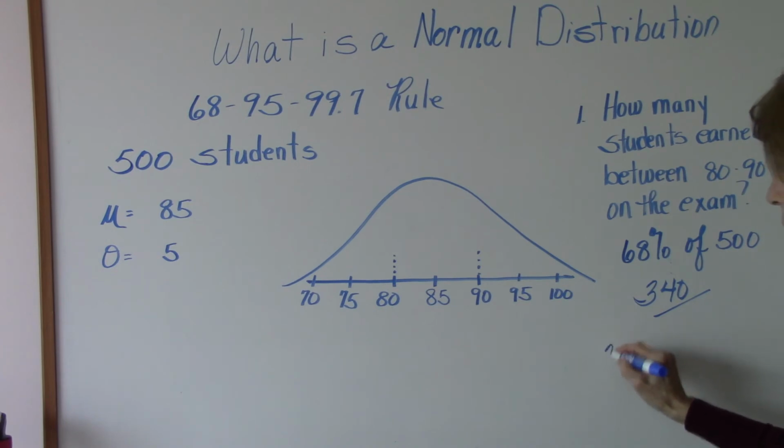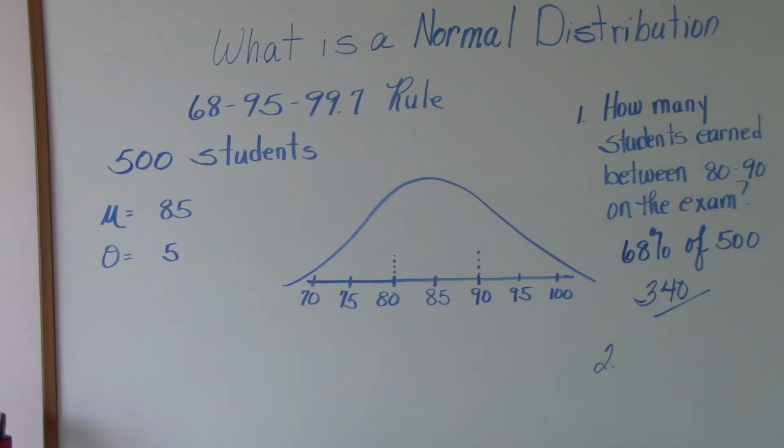Okay, how about the second one? So second question, what if we said how many students scored less than 85?